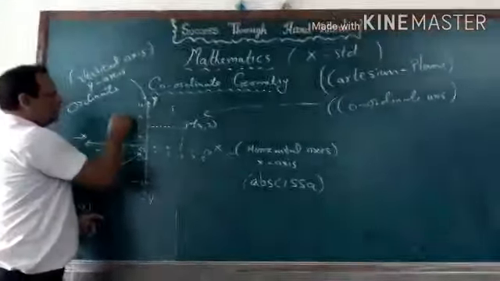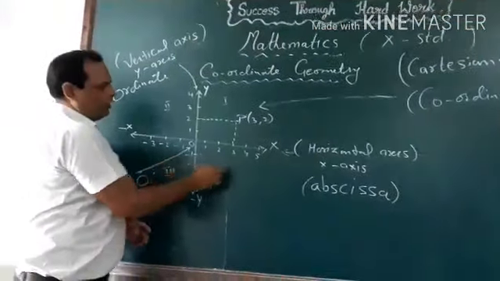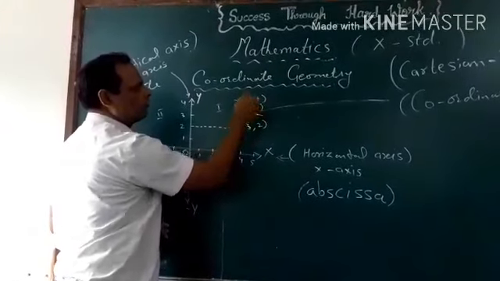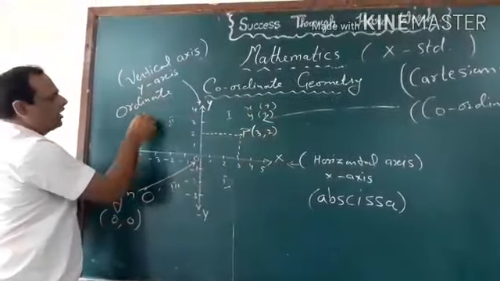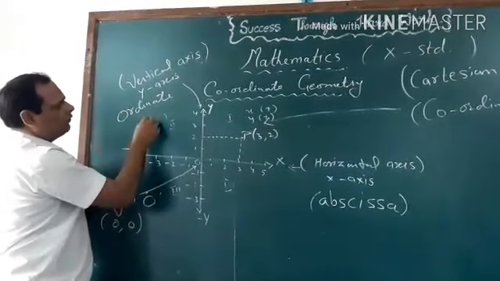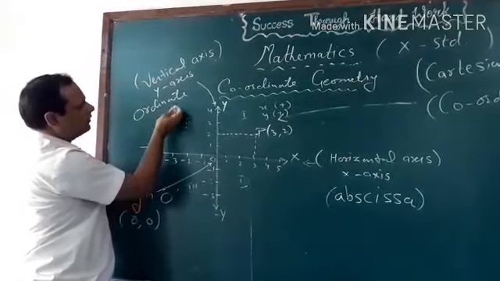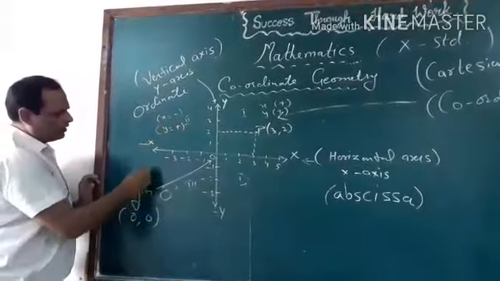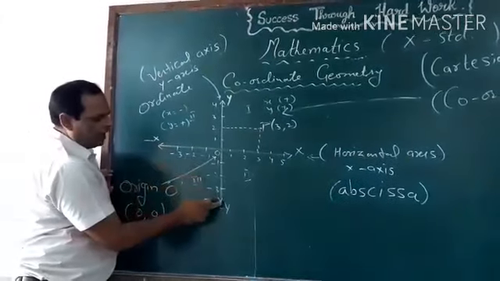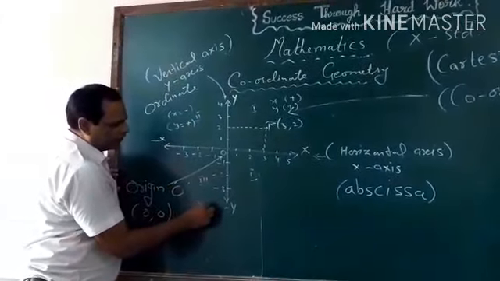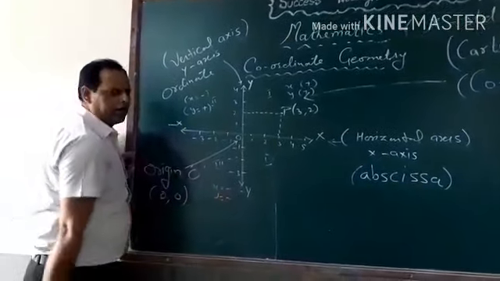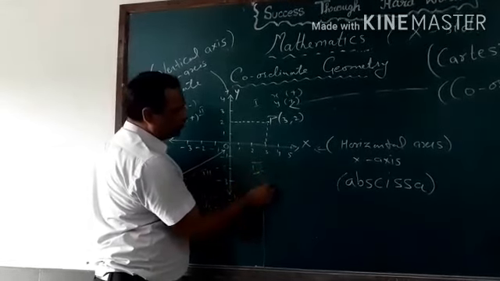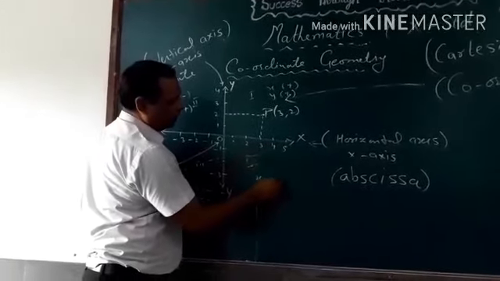In the first quadrant, we see here x and y both are positive, so the value of x is positive and the value of y is also positive. In the second quadrant, the value of x is negative and the value of y is positive. In the third quadrant, x and y both are negative, so the x coordinate is negative and the y coordinate is also negative. In the fourth quadrant, the value of x is positive and the value of y is negative.